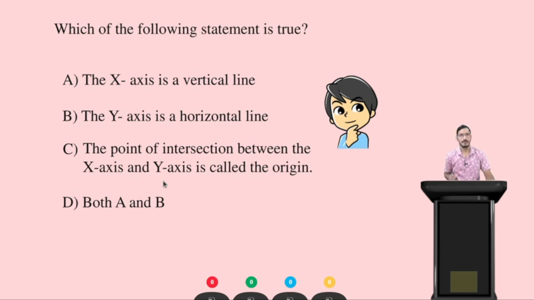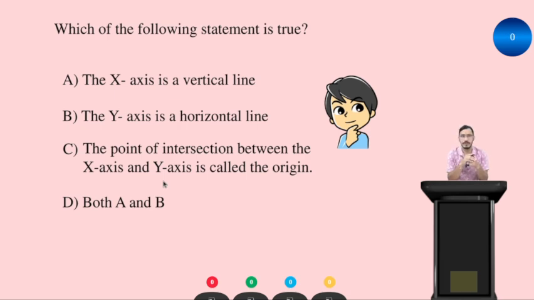Now it's question time, and I have a question for you. Which of the following statements is true? I'm giving you 30 seconds. Option A: the x-axis is a vertical line. Option B: the y-axis is a horizontal line. Option C: the point of intersection between the x-axis and y-axis is called the origin. Option D: both A and B. Which option is correct here?